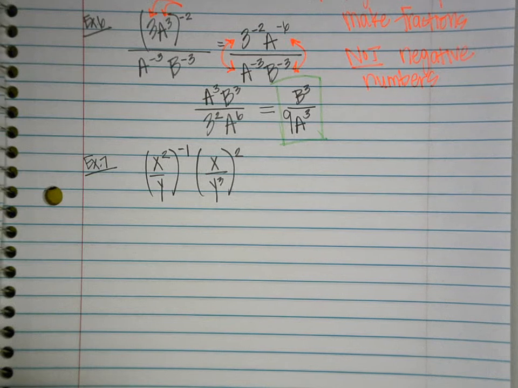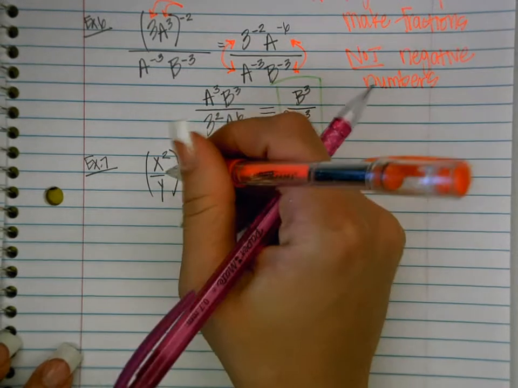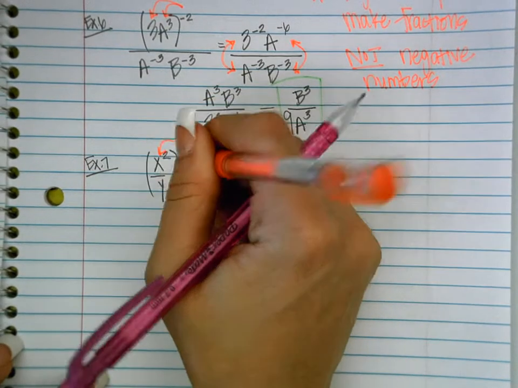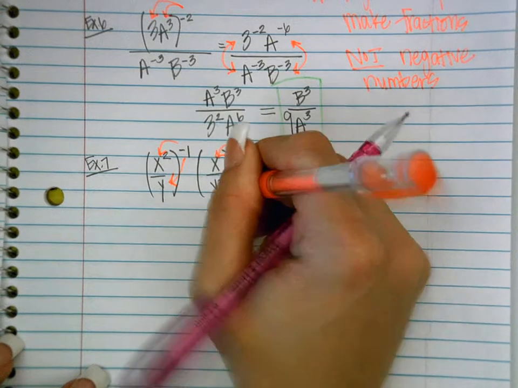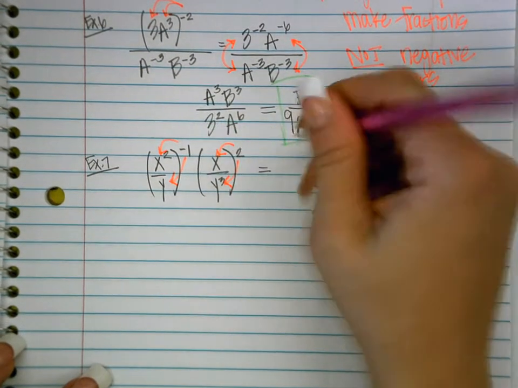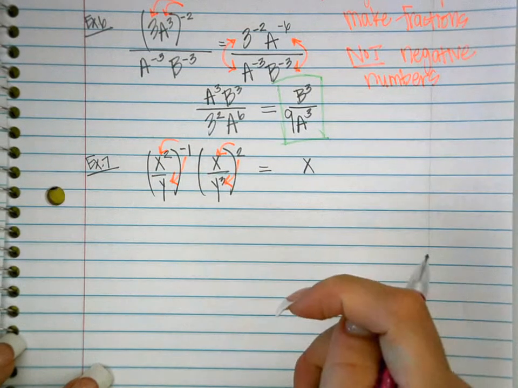So just like the last problem, first thing you want to do is distribute your exponent. Now, anytime you have a fraction in parentheses, this exponent belongs to the top and the bottom. So you do have to distribute it to the numerator and the denominator. Then if you simplify this, that's going to give you x to the, what do I do with the 2 and the negative 1? Do I add them or multiply them?